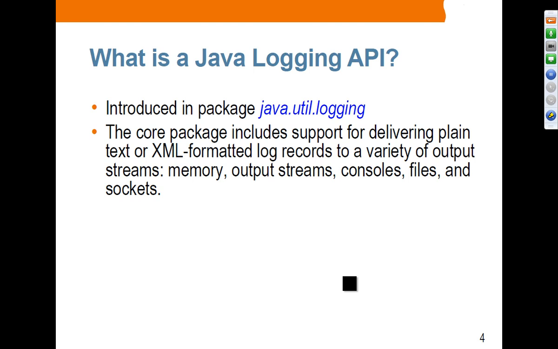So Java logging APIs are present in the java.util.logging package, and the core logging package includes support for delivering plain text or XML formatted log records to a variety of output streams, such as memory, or output devices like a display device, consoles, files, and sockets, and things like that.